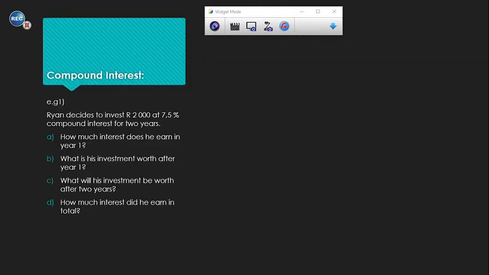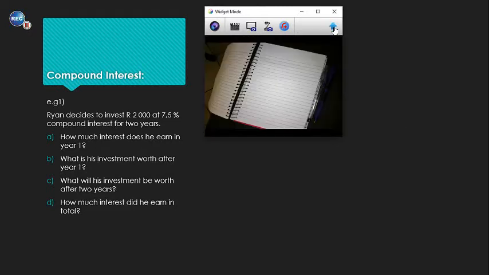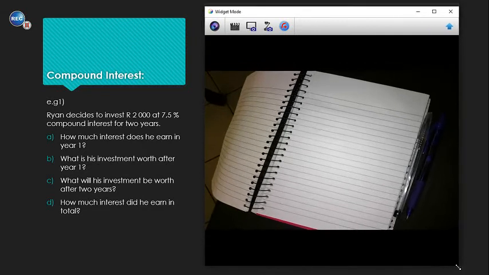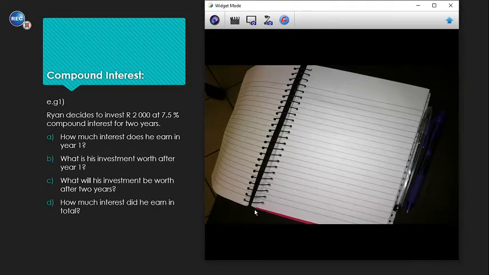The first question says, Ryan decides to invest 2,000 Rand at 7.5% compound interest for 2 years. So once again, the same information is important. And then the time period being 2 years. How much interest? Remember, that's the extra amount. What is his investment worth? That is going to be the final for that year. What will it be worth after 2 years is the final worth.